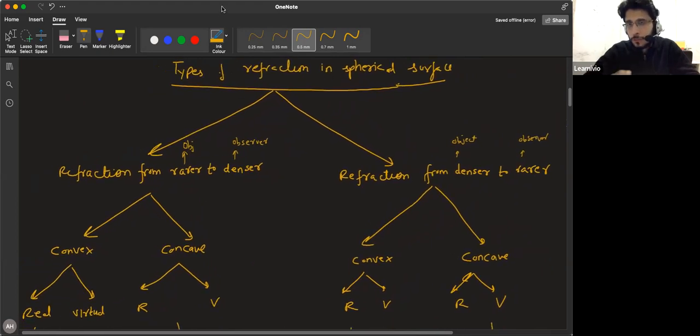See, this is the foundation of lens. This is the foundation of lens. If you know this spherical refracting surface, you know lenses. Lenses are nothing but the combination of two spherical surfaces.